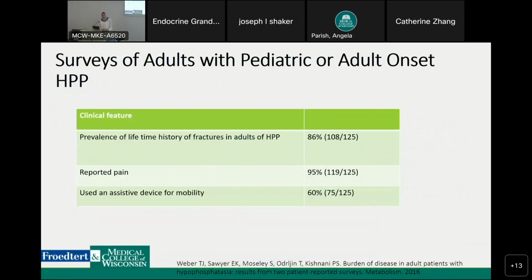So this is from the surveys of adults with pediatric or adult onset HPP, and again, the surveys did not report who actually responded and what the genetic analysis was, but most of them did report a lifetime history of fractures, actually multiple fractures. Pain was one of the major clinical symptoms, and use of an assistive device was also a major concern.